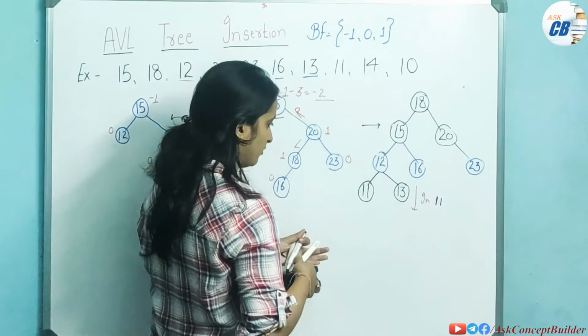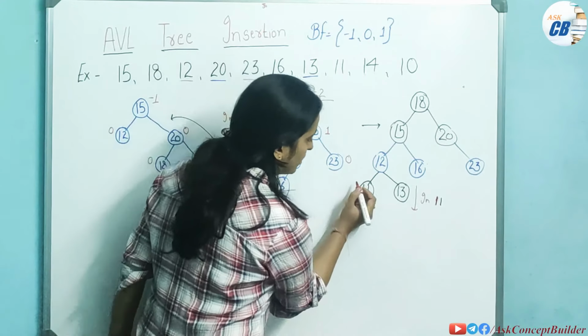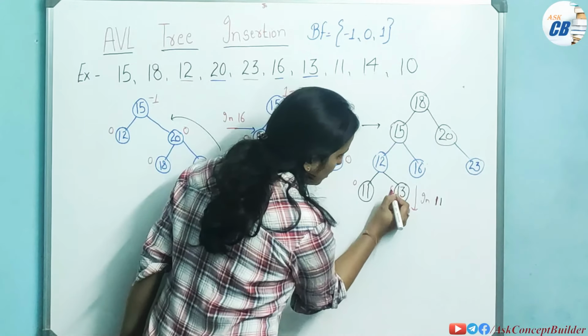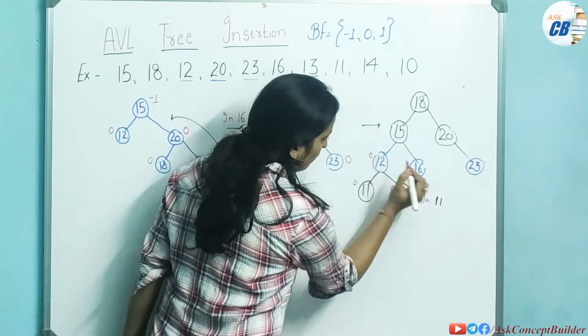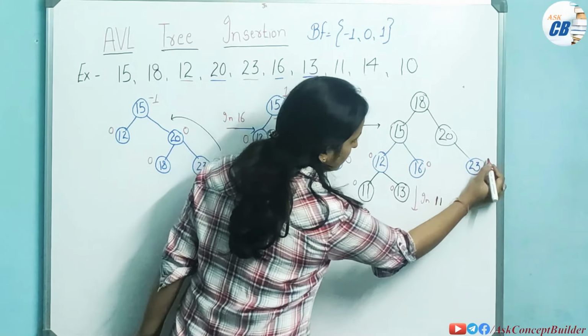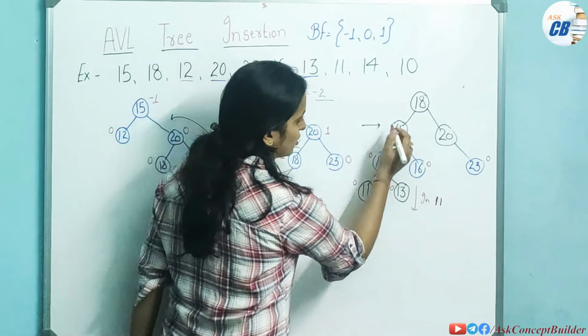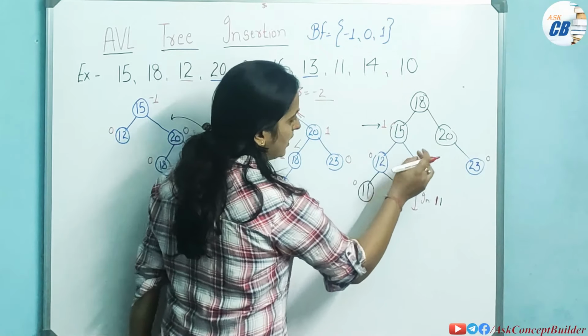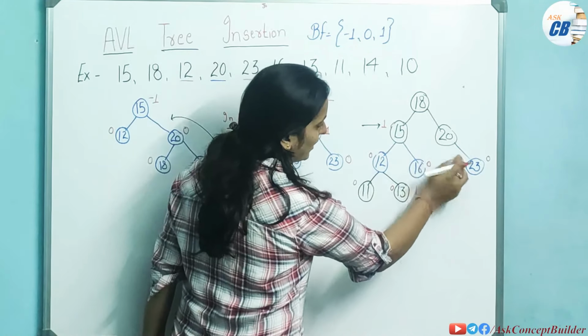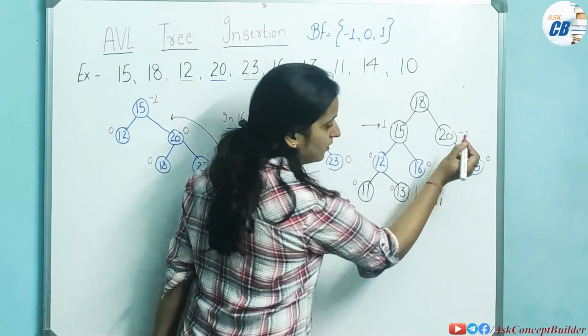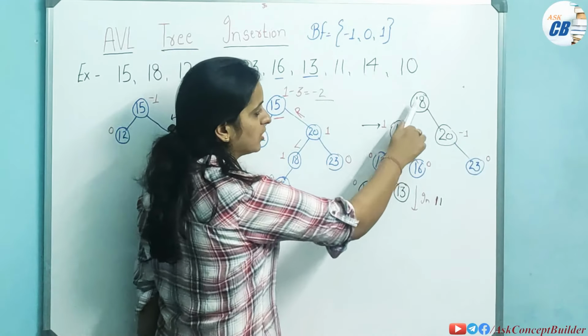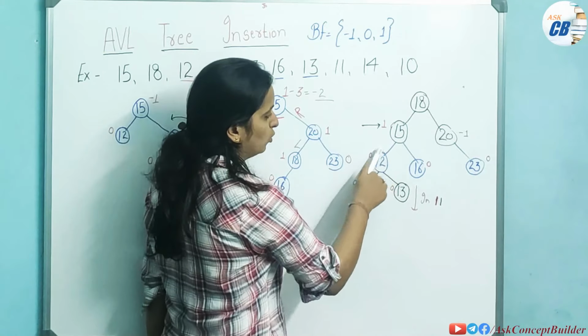Now see the balance factor for each and every node. The balance factor for this will be 0, for this will be 0, for this will be 0, for this will be 0, for this will be 0. Now for this will be 1, 2. 2 minus 1 is your 1. Now for this will be 0 minus 1 is your minus 1. And now for this node 1, 2, 3.